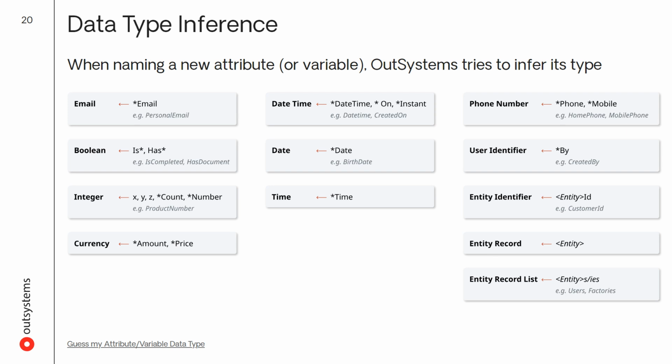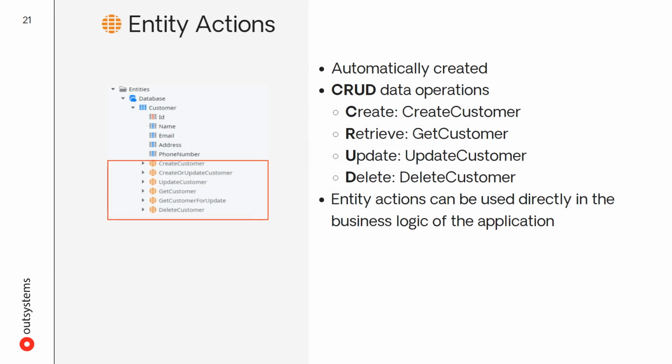Entities also come with a few handy entity actions. These correspond to the common CRUD operations to create, retrieve, update, and delete records from the entity. For instance, the Create Customer Entity action allows you to add a new customer record into the customer entity. All the entity actions are automatically created by OutSystems and cannot be modified. Also, these entity actions can be used inside the application logic to manipulate the entity data.